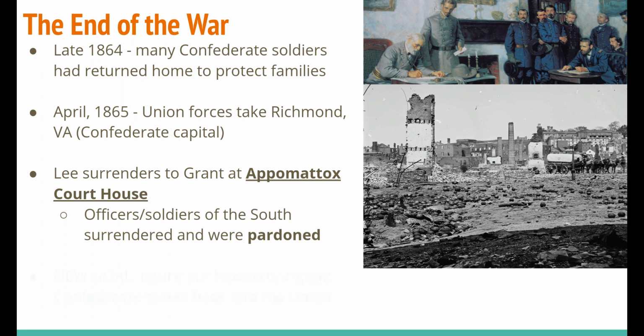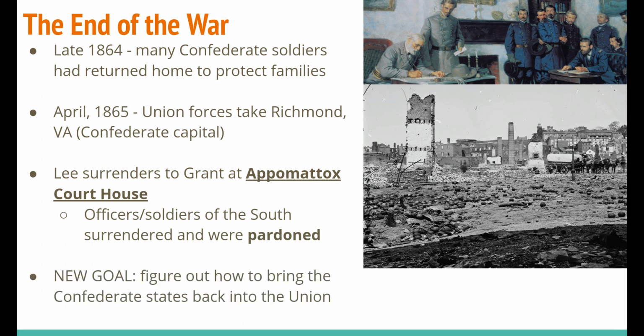meaning they were allowed to go home. A lot of them were allowed to take their horses with them. And so the goal was to minimize the animosity between the North and the South. They really wanted to put this war behind them as quickly as possible and get back to the antebellum status quo.